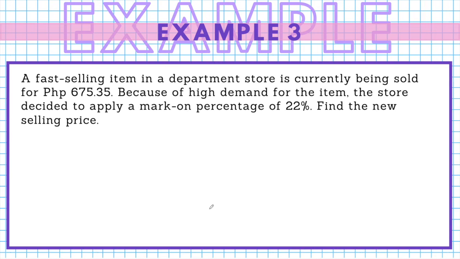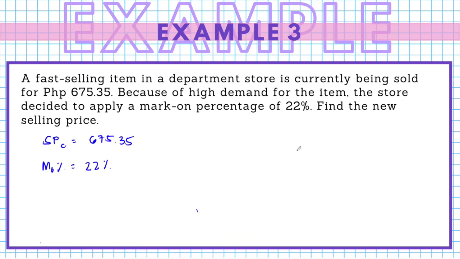If a fast-selling item in a department store is currently being sold for 675.35 pesos, because of a high demand for the item, the store decided to apply a mark-on percentage of 22%. Find the new selling price. So we have here the current selling price, which is equal to 675.35, and we have also our mark-on percentage, which is equal to 22%.